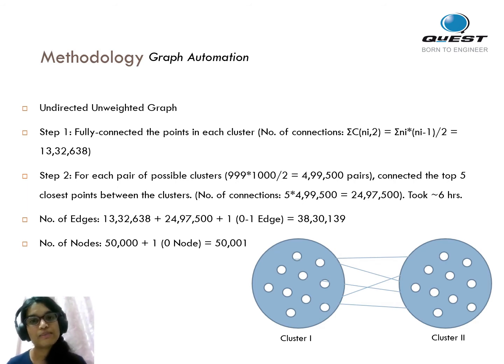And we did this for every possible combination of the 1,000 clusters that we have. The summation of all the edges in the first step, second step, and one more edge that we added gave us about 38 lakh edge connections. The number of nodes is 50,000 images, and one dummy node, which is node 0, so 50,001 nodes and 38 lakh edges.